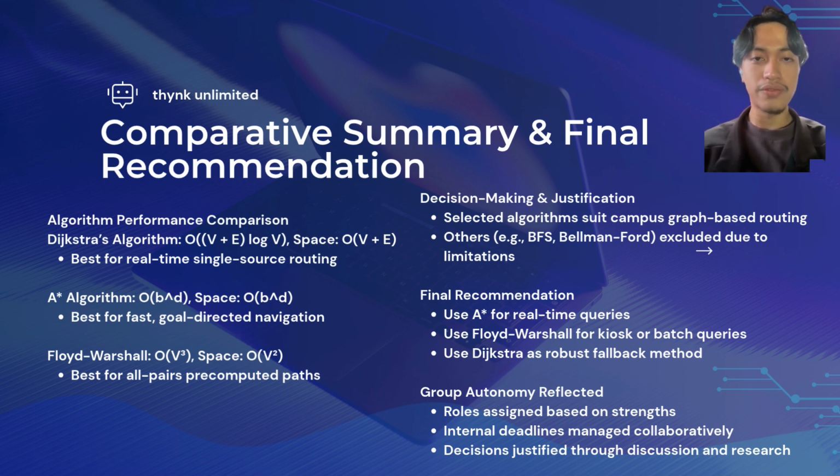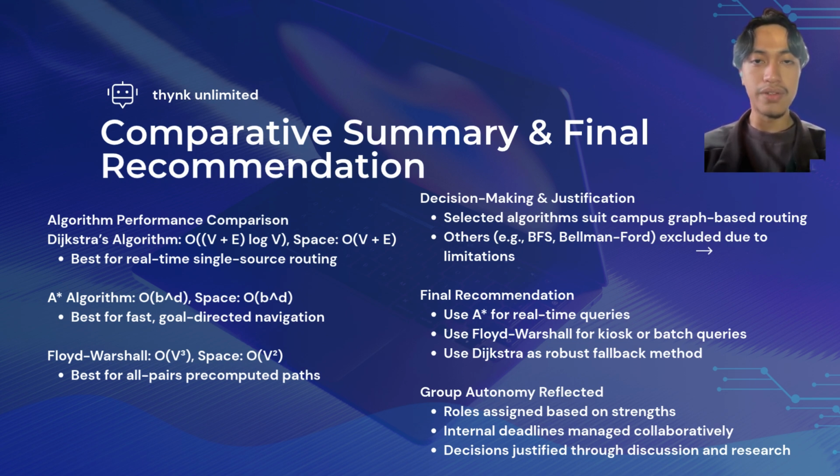The A-star algorithm is even faster in practice, with O(b^d) time and O(b^d) space complexity, where b is the branching factor and d is the depth of the solution. This makes it especially suitable for goal-directed navigation with a good heuristic, like finding the fastest way to a class from a dorm. Floyd-Warshall has O(V^3) time and V squared space complexity, which is more memory intensive, but it's excellent for pre-computing all pairs shortest paths, such as in static digital kiosk or back-end systems.